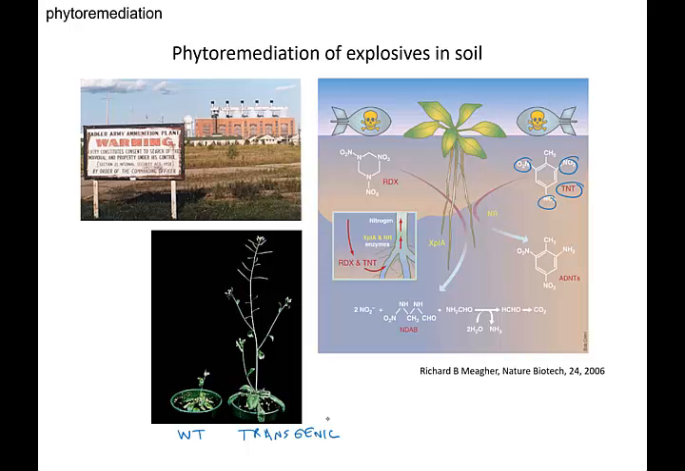Down here these are two plants. The transgenic plant has been engineered to use TNT as a nitrogen source. So when these plants grow in that soil, they break down the TNT and use it as their nitrogen source. That also helps to detoxify the soil.